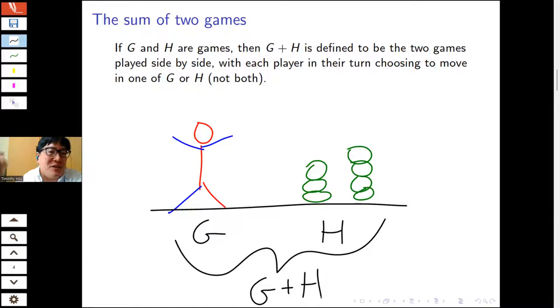So any questions about what G plus H is? For now. I mean, other than the very natural question, like, why on earth would you call this plus? Okay, we'll see why you call this plus in a bit.